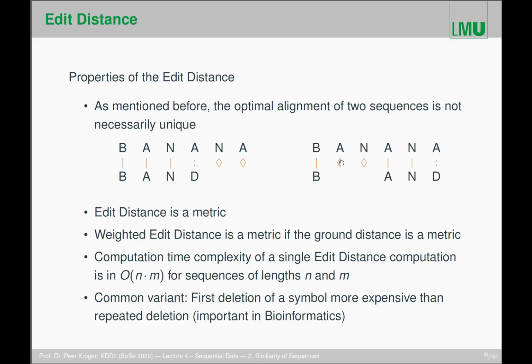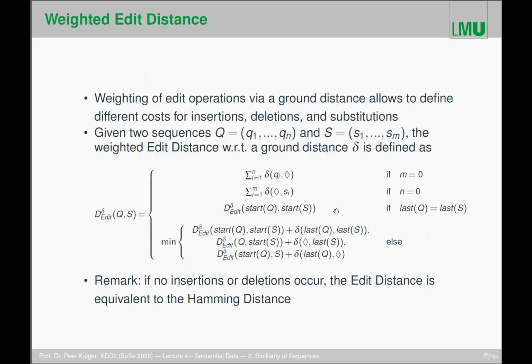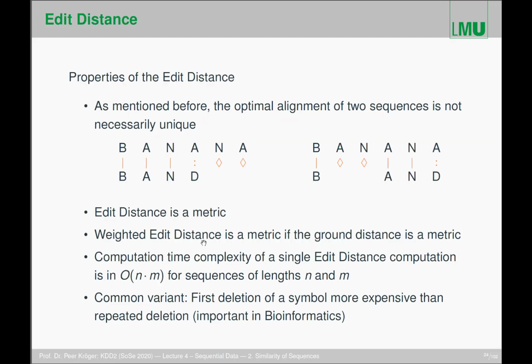The edit distance is, of course, based on the optimal alignment, and the optimal alignment need not be unique. Nevertheless, the edit distance is a metric. You can even prove that. Not so complex to do. The weighted edit distance is also a metric if the ground distance is a metric. So in that case, this delta needs to be a metric. If delta fulfills the metric properties, the weighted edit distance is also a metric.